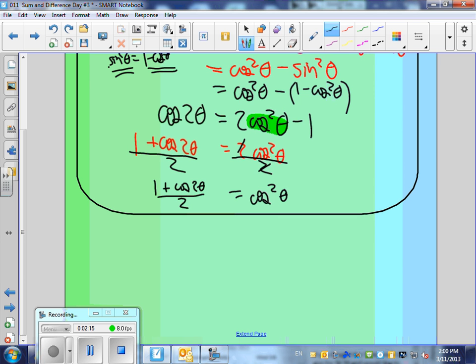And now I'm going to solve for cosine. What do I have left to do? Easy, just take the square root, plus or minus. So my answer for my identity here is the cosine of theta is the square root, plus and minus, of 1 plus cosine 2 theta over 2. That's 2 theta, not squared theta.